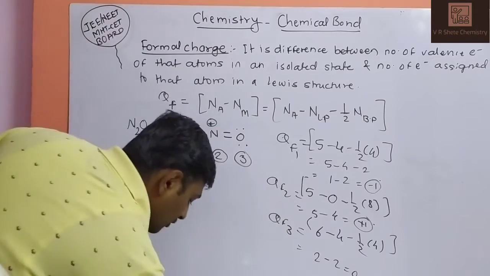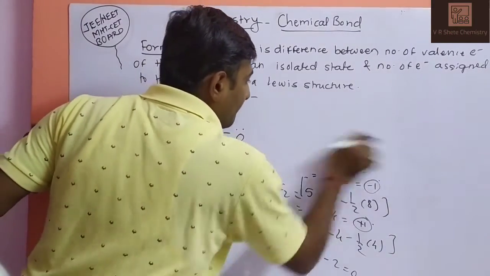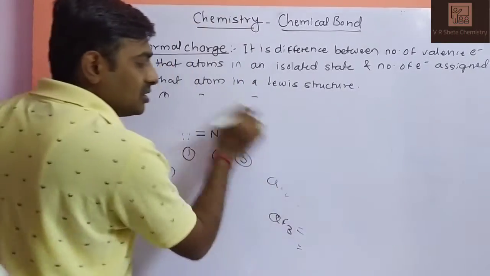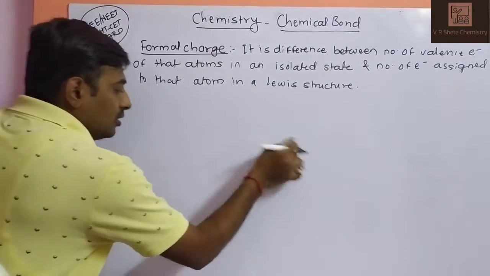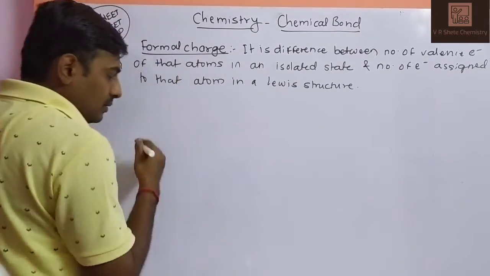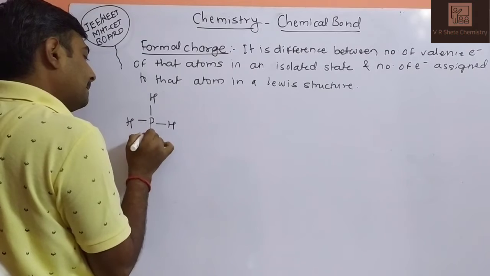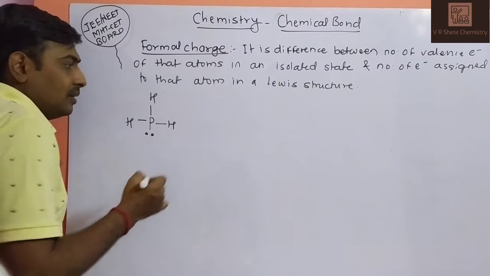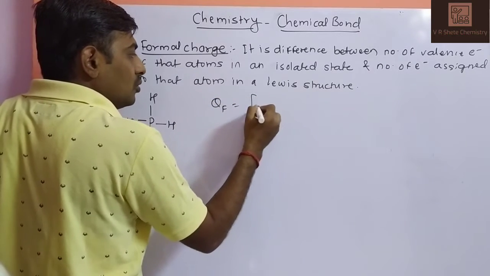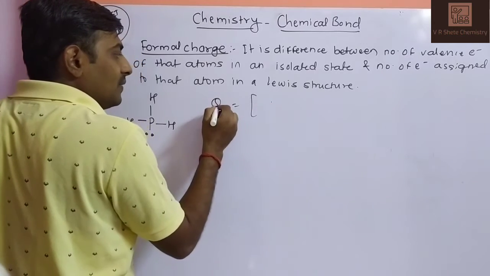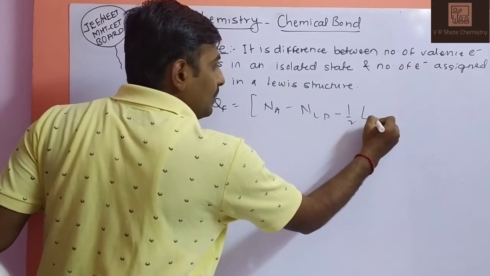One more example: the phosphine molecule. Formal charge of phosphine. Phosphine means a PH3 molecule. Phosphorus contains 3 bonds in PH3. So this is your structure of phosphine. And again, what is the formula? The formula is QF equals Na minus NLP minus 1/2 LBP.